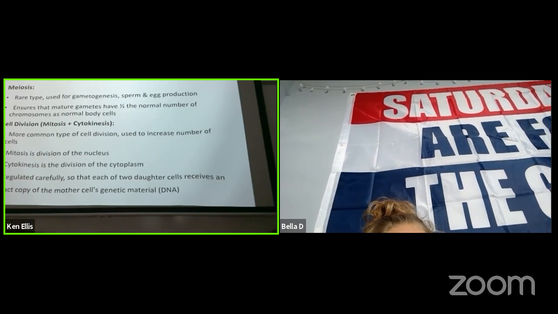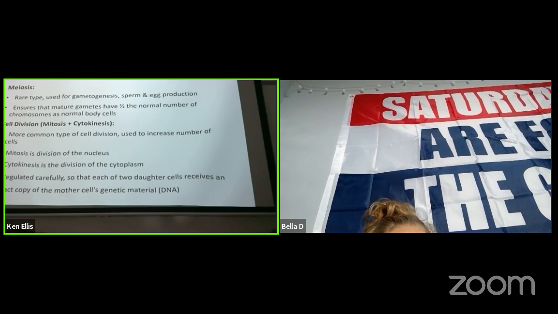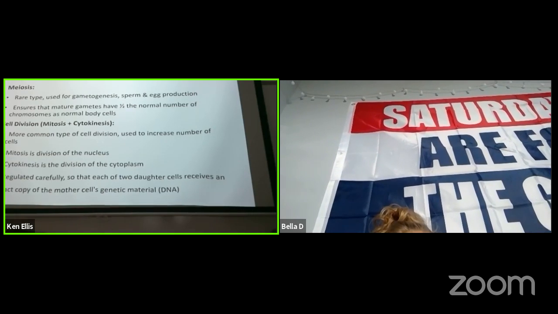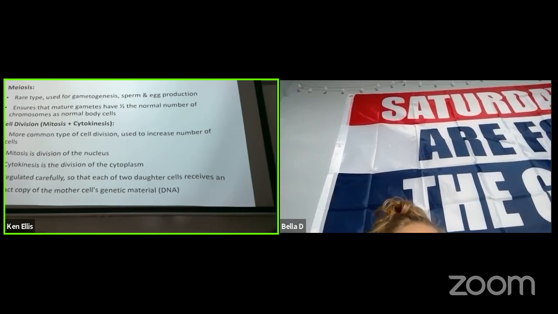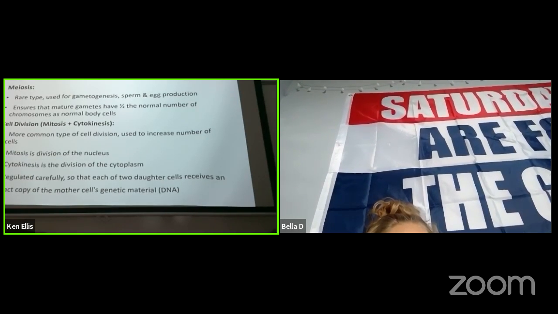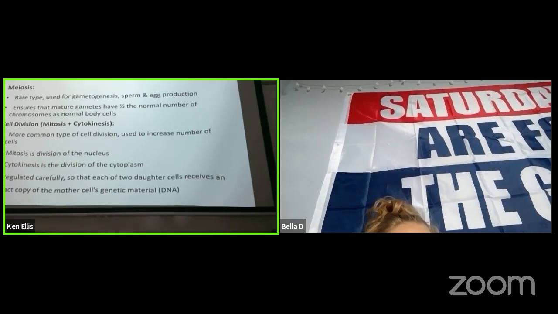There are two types of division, meiosis and mitosis. Meiosis is going to make gametes. Remember that word? Gametes are sex cells. Sex cells are sperm and egg. And yes, you can say that in here because I think they're all adults. It ensures that those gametes have half the amount of DNA. So when they come together, for us it's 23 chromosomes here, 23 chromosomes here, and when they come together for fertilization, it's now 46.